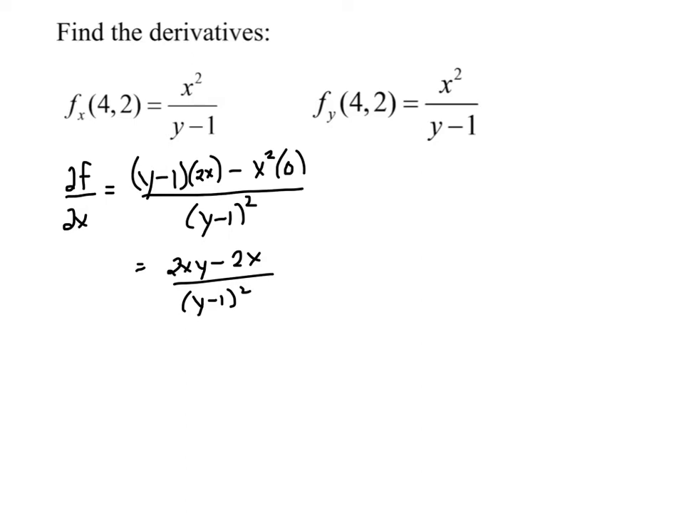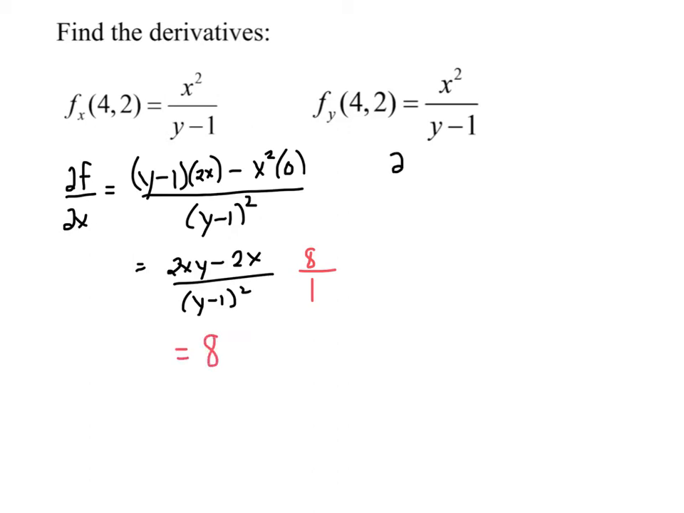And if I plug in (4, 2) to this, I get 2 times 4 times 2, so 8 times 2 is 16, minus 2 times 4, so I get 8 on the top. On the bottom, I get (2 minus 1) squared, so 1. So that is 8. Okay.